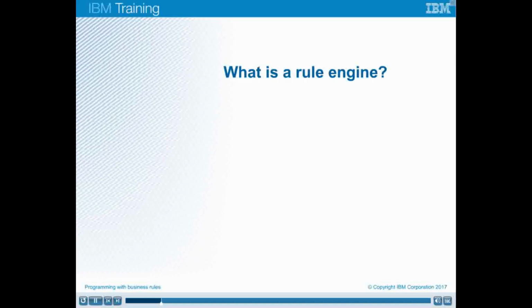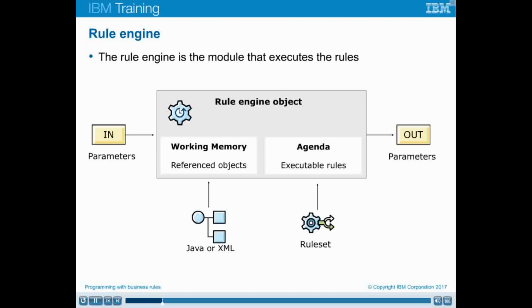Our next topic, what is a rule engine? The rule engine is a Java object that's used to evaluate and execute the rules. In this graphic, you see that objects can be passed in and out of the rule engine through rule set parameters. They can also be inserted into the working memory. You also see an agenda, which keeps the list of which rules need to be executed based on the rules that were matched against the objects.